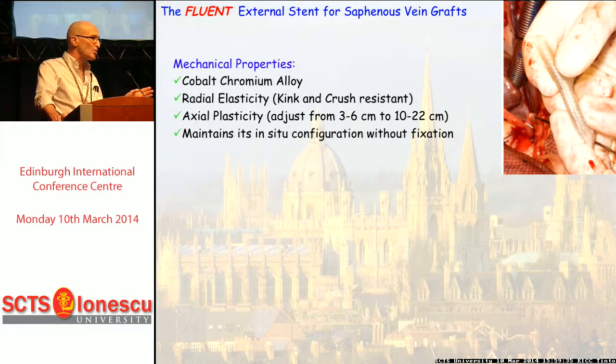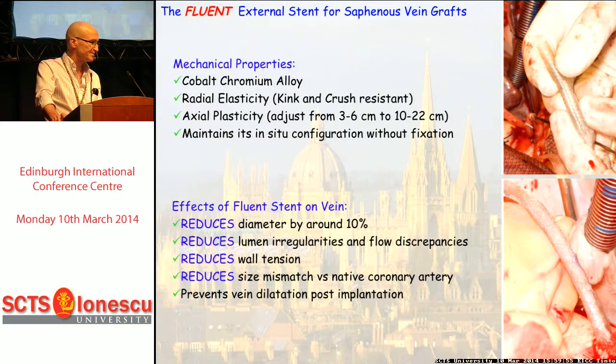So this stent is a cobalt chromium alloy. It has radial elasticity, which means it's kink and crush resistant. It has axial plasticity, which means you can stretch it from an initial length of 3 centimeters to 20 centimeters to cover the whole length of the vein graft. And it maintains its in-situ configuration without fixation.